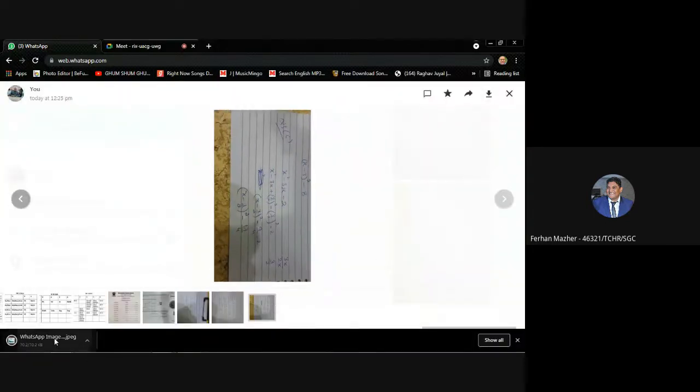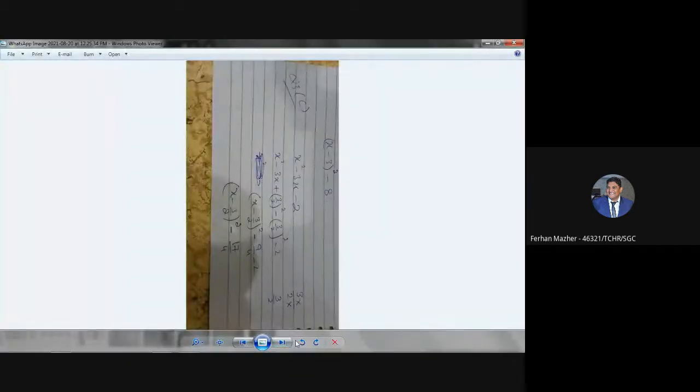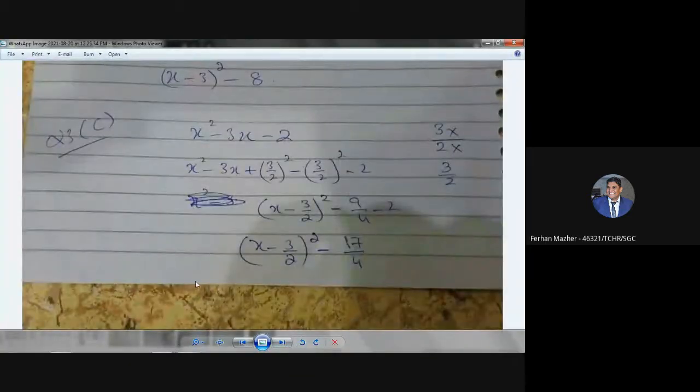for doing these questions, you should have a very good grip on the addition and subtraction of fractions also. So here we have question number three, C part. This says x squared minus 3x minus 2. The methodology is very simple. You will take the term which has x in it, and in your rough work you will divide it by 2x. So the term which has the x in it is 3x.